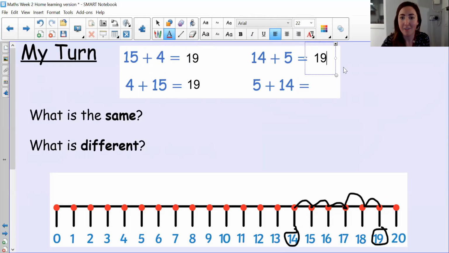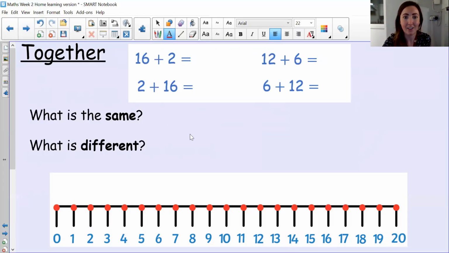And remember, if we know that 14 add 5 equals 19, then we also know that 5 add 14 equals 19, which is the same 2 parts, we've just swapped them over. Okay, so look, as long as we have the same number of 10s and the same number of 1s in each number sentence, it will equal the same amount.